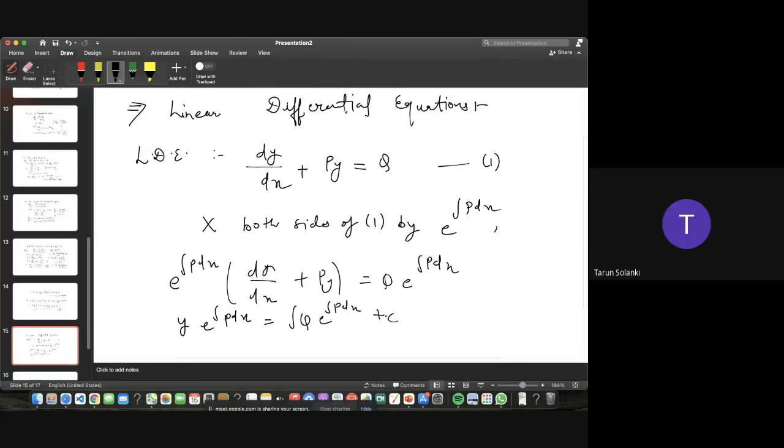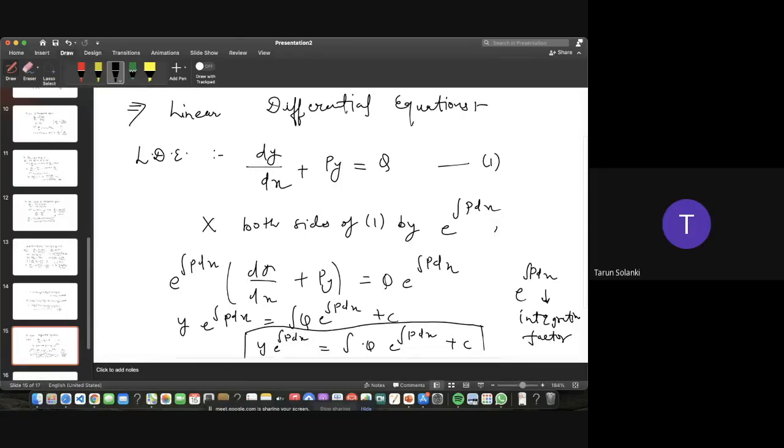So here we can write y e^(integral P dx) = integral Q e^(integral P dx) dx + constant, which is the required solution, where c is the constant, and e^(integral P dx) is the integrating factor. Finally y e^(integral P dx) = integral Q e^(integral P dx) dx + constant. So this is the answer.